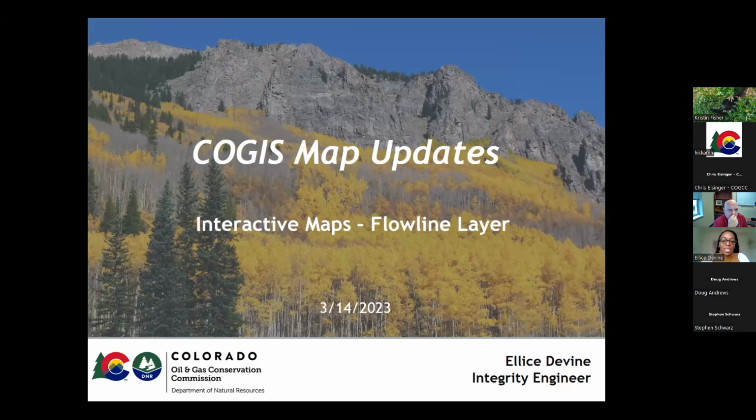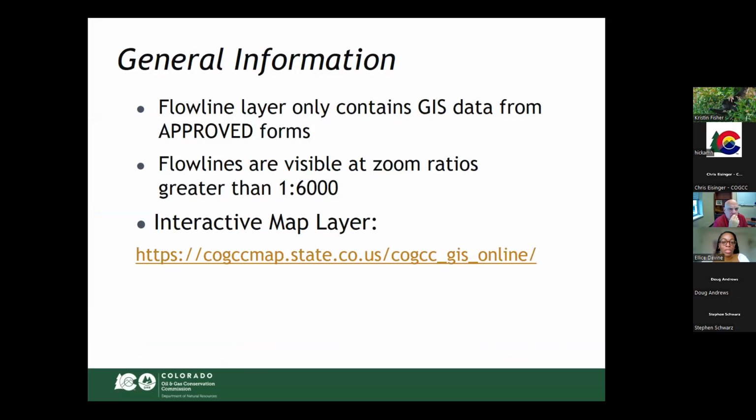So I won't take a lot of your time this morning. I just wanted to highlight some of the changes that we have made to the flow line layer. First, before I jump into it, I just want to make it clear that we only include GIS data from approved forms. So if your form is in review status right now and it has GIS data attached, you will not be able to see it until we approve the form.